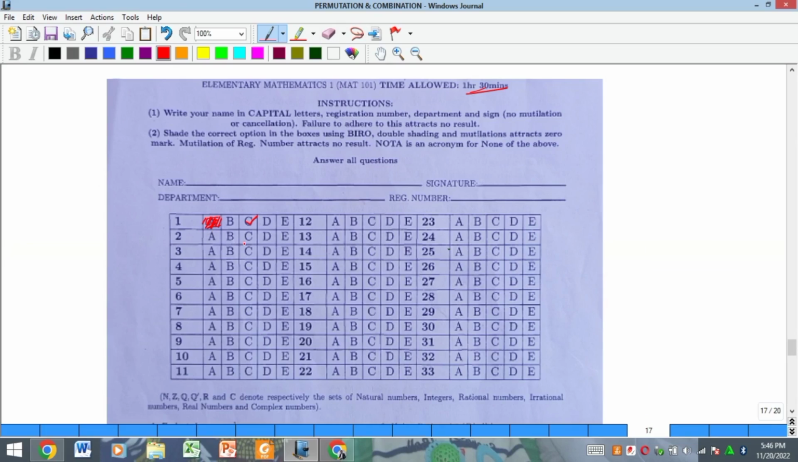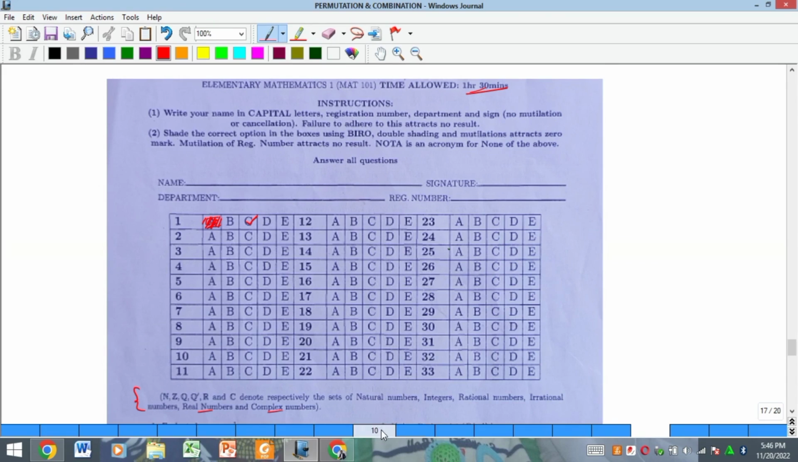So now before we go right into it, it's important we see this instruction here. It says that the symbols N, Z, Q, Q prime, R, and C denote the following respectively. N for natural numbers, Z for integers, Q for rational numbers, Q prime for irrational numbers, R for real numbers, and then C for complex numbers. So quickly we will go right into it. Of course, you should always remember that exams are all about speed and accuracy.